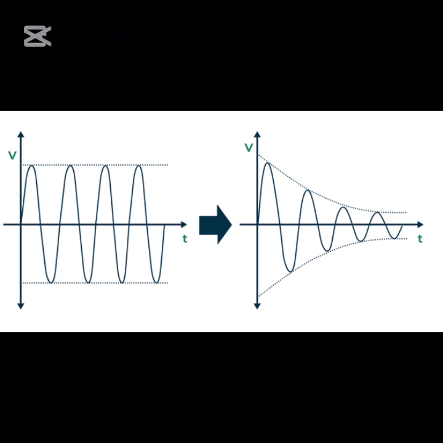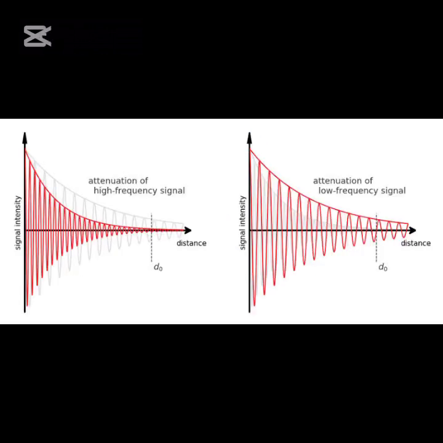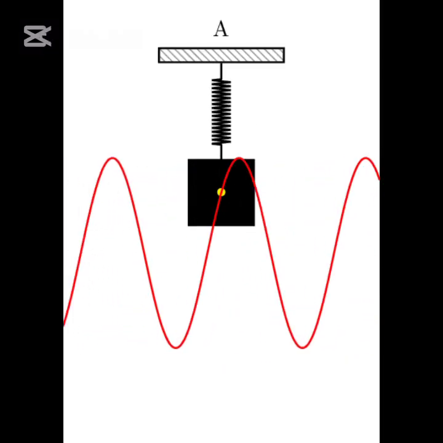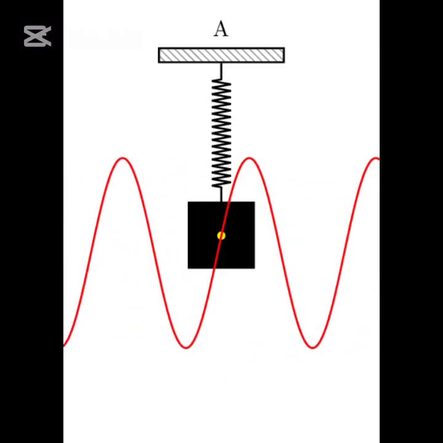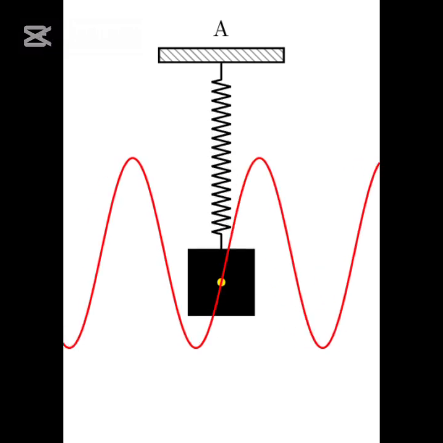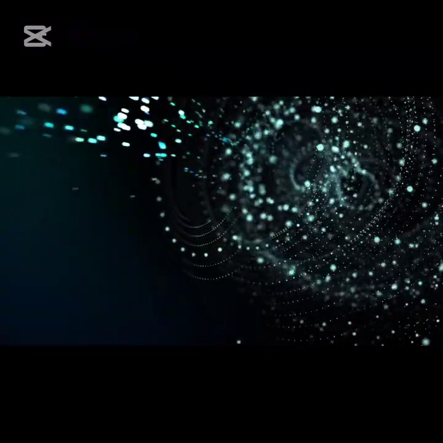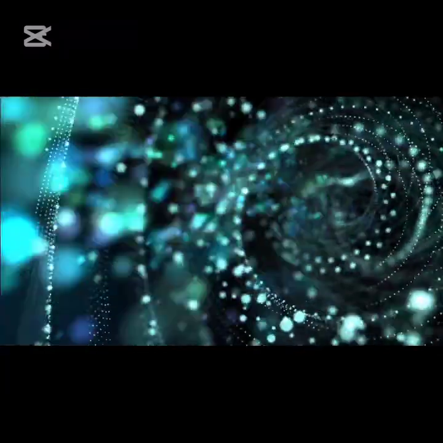5. Attenuation. Inductance contributes to the attenuation of high-frequency signals in transmission lines. 6. Distortion. Inductance can cause distortion in the transmitted signal, especially at high frequencies. 7. Oscillations. Inductance can cause oscillations in the transmission line, leading to instability and interference. Now, how can we reduce this occurrence?